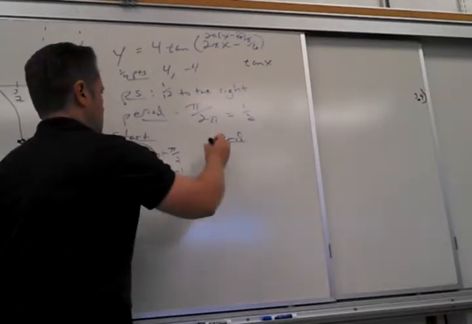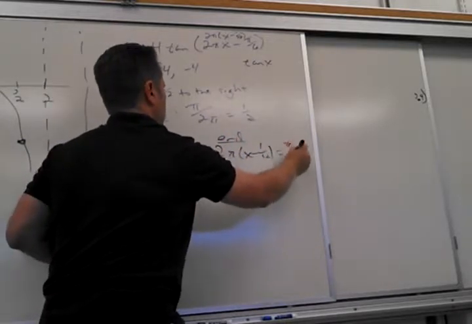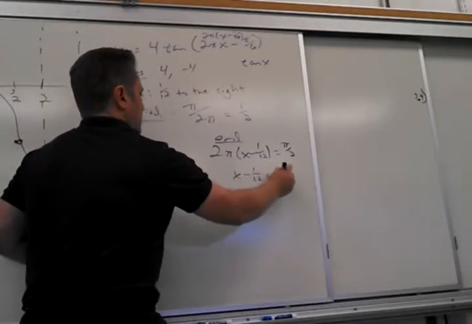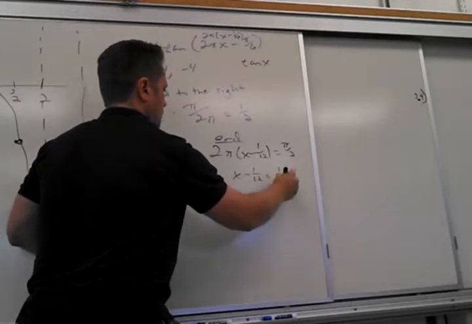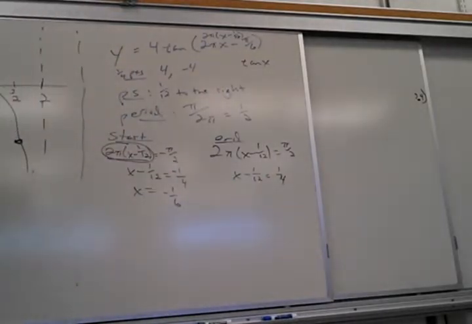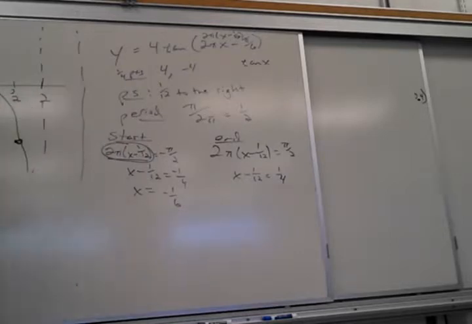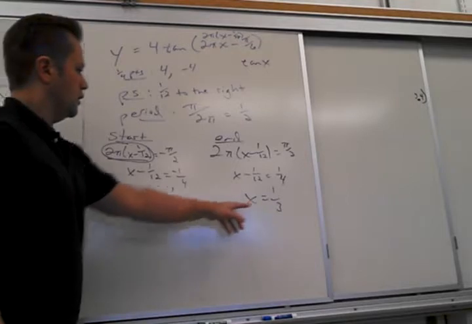So 2 pi times x minus 1/12 equals pi over 2. So you get x minus 1/12 equals positive 1/4. And now if you add 1/12 over, you get 3/12 plus 1/12, 4/12, which is 1/3. How far apart are these?